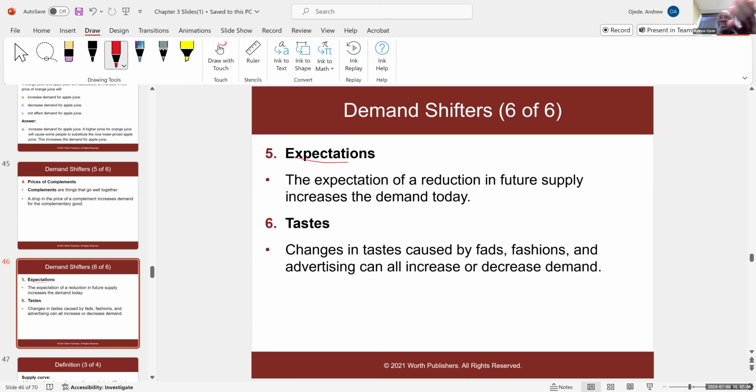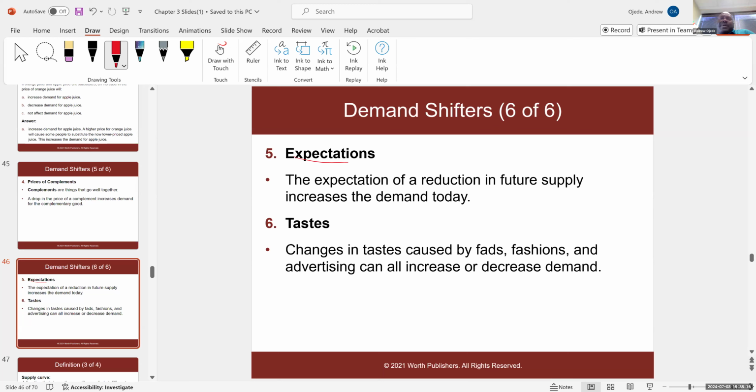So when you say you're expecting a reduction in future supply of goods, that means the goods are going to be more expensive in the future because of supply chain issues. Okay, so people want to buy today when it's cheap. So an expected future price increase, due to people expecting that the supply of goods is going to fall in the future, will lead to an increase in what? In demand today, and vice versa.